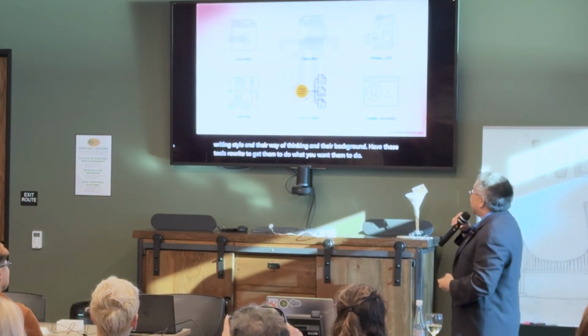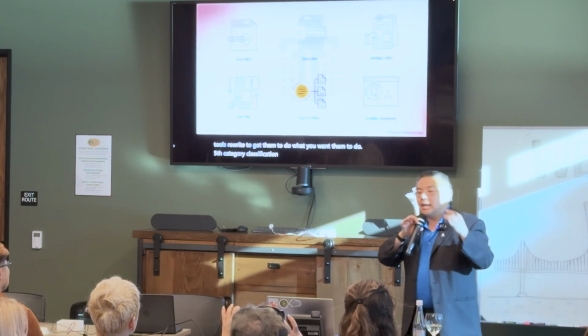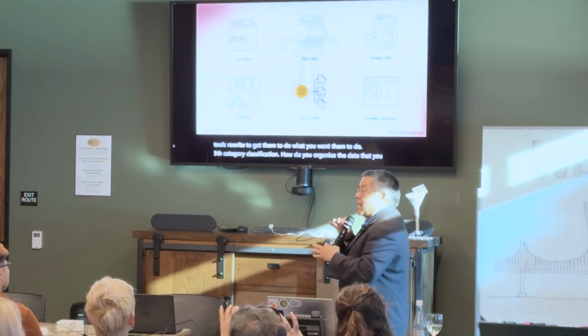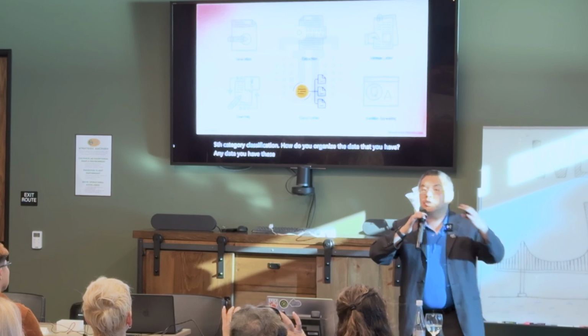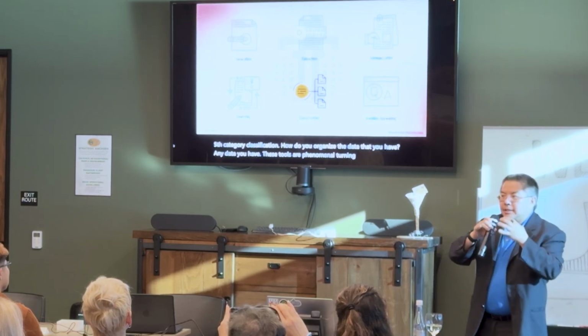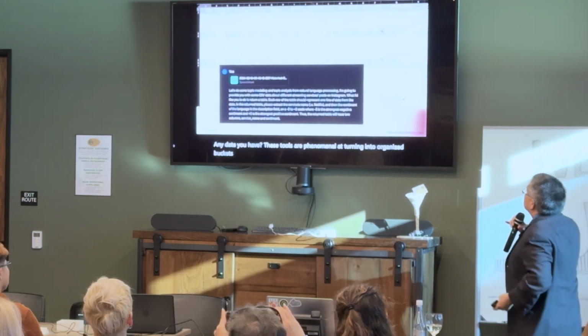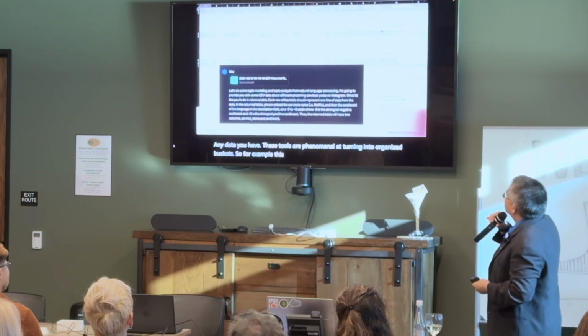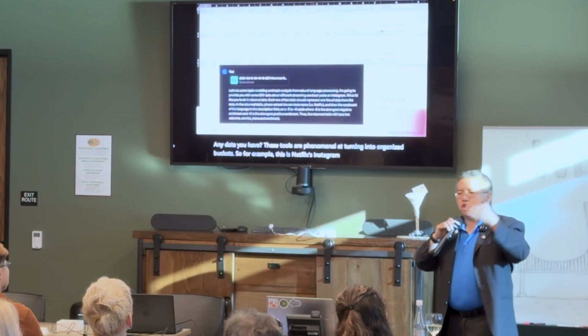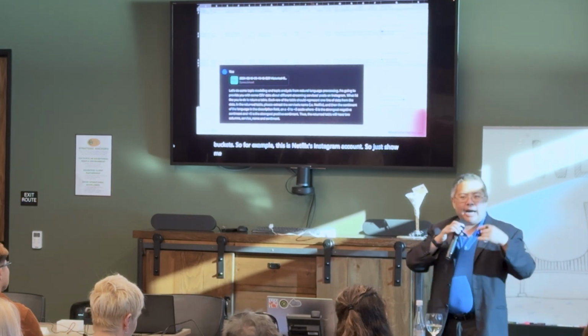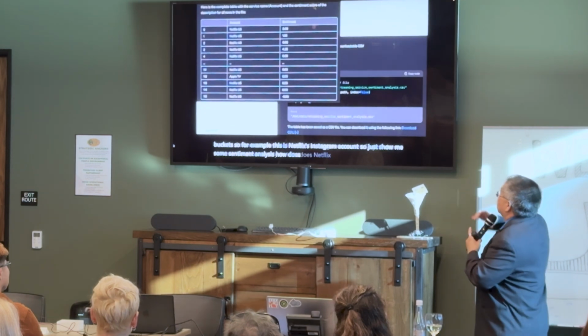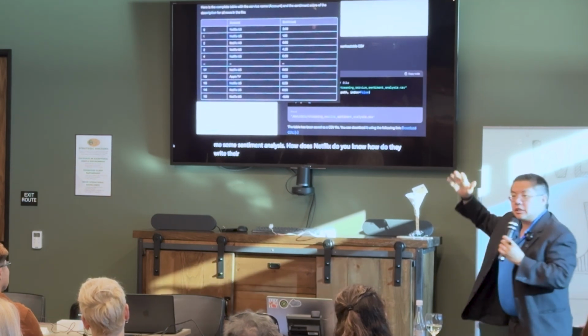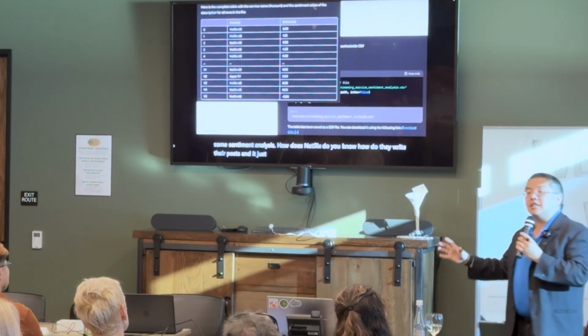Fifth category, classification. How do you organize the data that you have? Any data you have, these tools are phenomenal at turning into organized buckets. So for example, this is Netflix's Instagram account. I said, just show me some sentiment analysis. How does Netflix do, how do they write their posts? And it just classifies it, organizes it. Any kind of sentiment analysis.